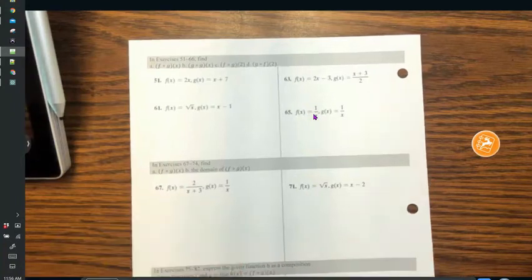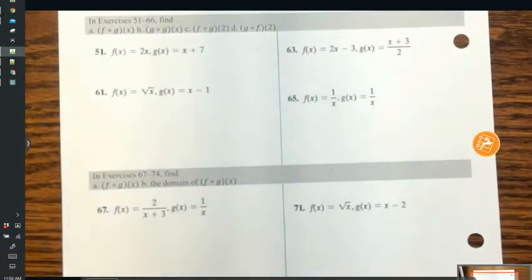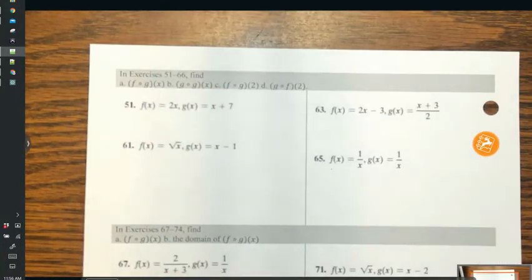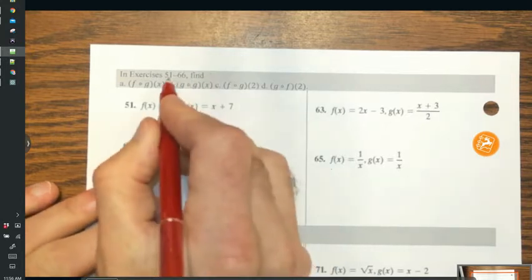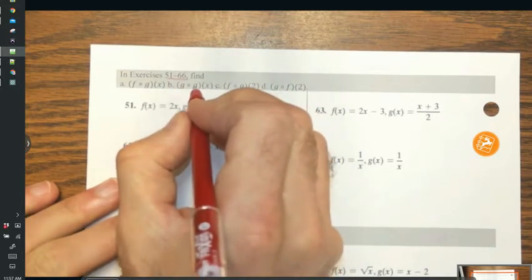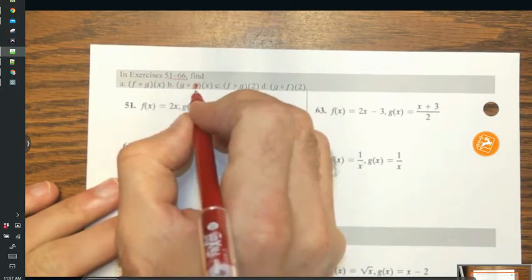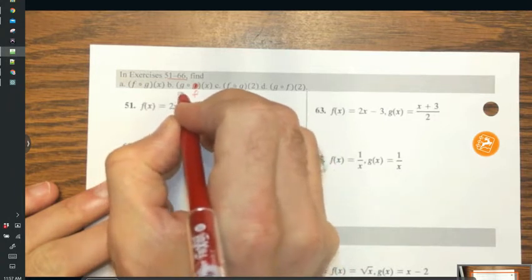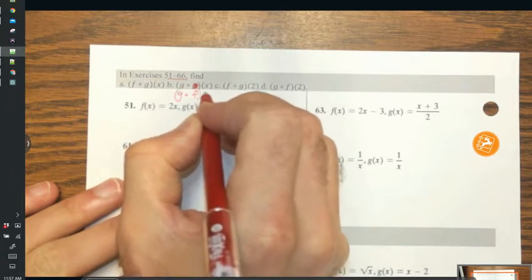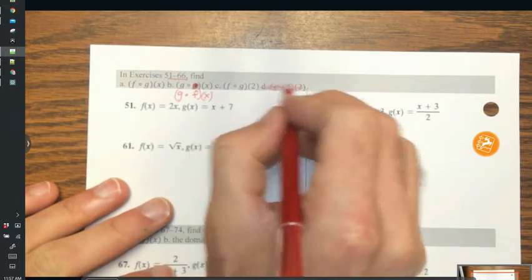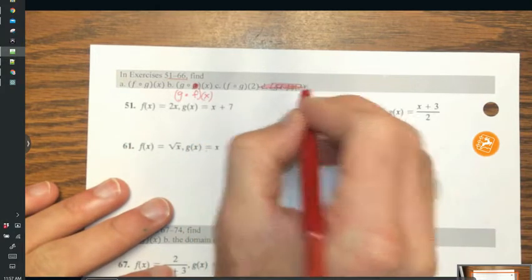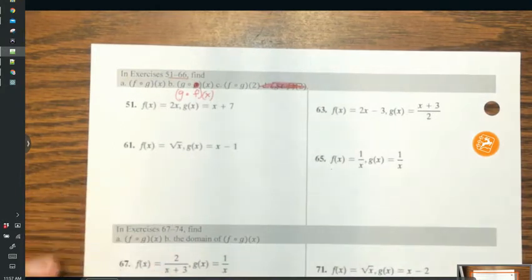There we go. Okay, so wherever you are, pause real quick. I'm going to save you a little bit of work. On the back side, for 51 to 66, a couple things. One, that's a typo. That should be an F. So on B, you're supposed to be finding G of F of X. Apologies for that. And then just cross off part D. We don't need to do both of those. So that's that.